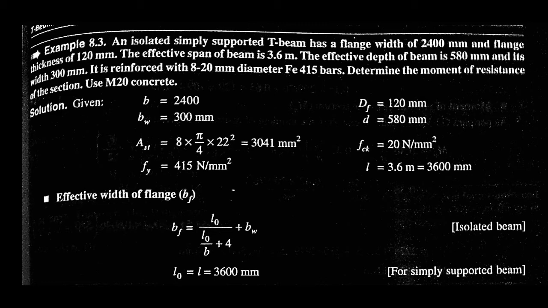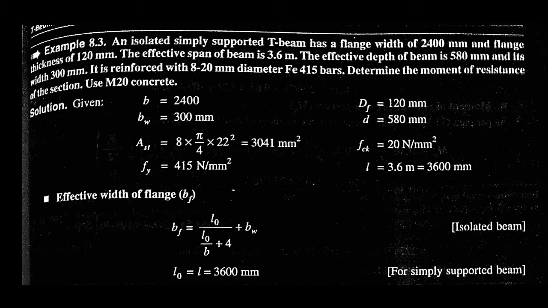So that is equal to 3041 mm square. FCK is given for M20 grade of concrete, 20 Newton per mm square, and Fy is 415 Newton per mm square for Fe415 bars, and L is 3.6 meter, or we can write 3600 mm. Now we have to find out the effective width of flange.